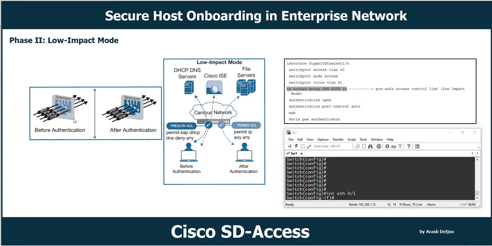As you can see here, before authentication, the user only has limited connectivity, and that's about DHCP, TFTP, EAPOL, but the end device cannot use HTTP. But after authentication, as you can see, all of these protocols are permitted. This is the pre-authentication ACL: permit EAP, DHCP, and also, for example, DNS, deny any. And after authentication, after the permit ACL, we have access to the file servers. This is the low impact mode.